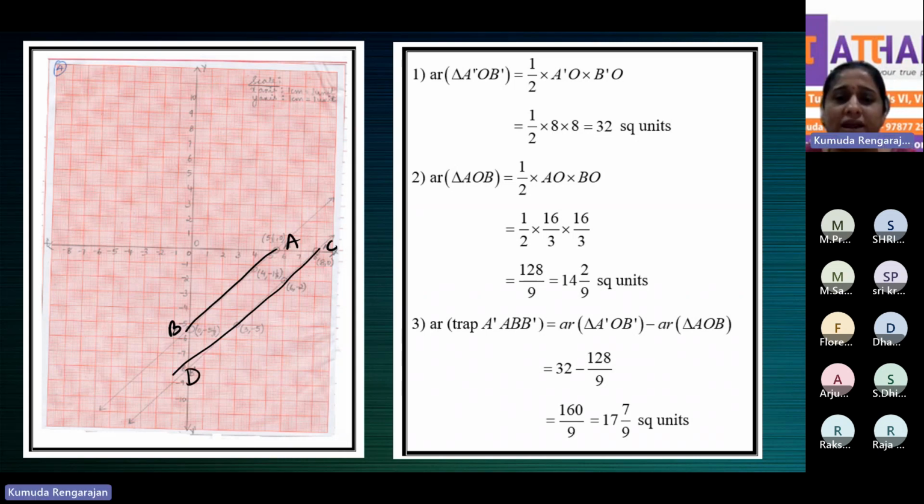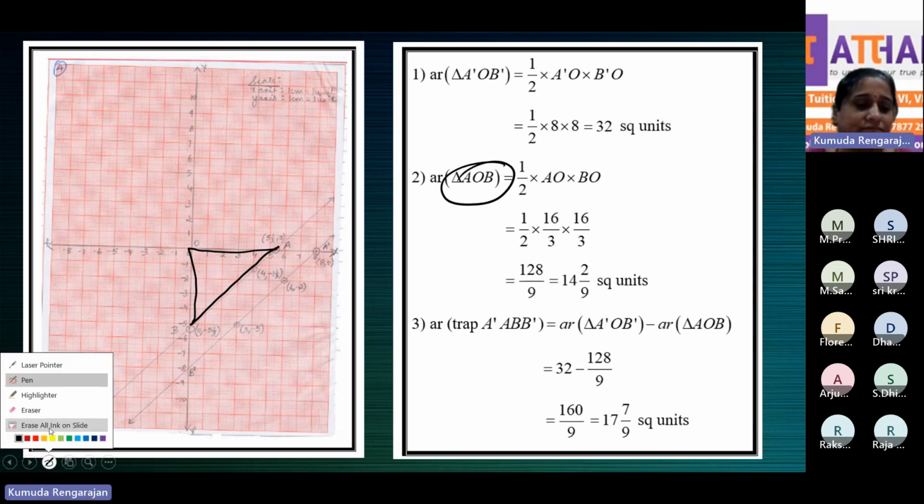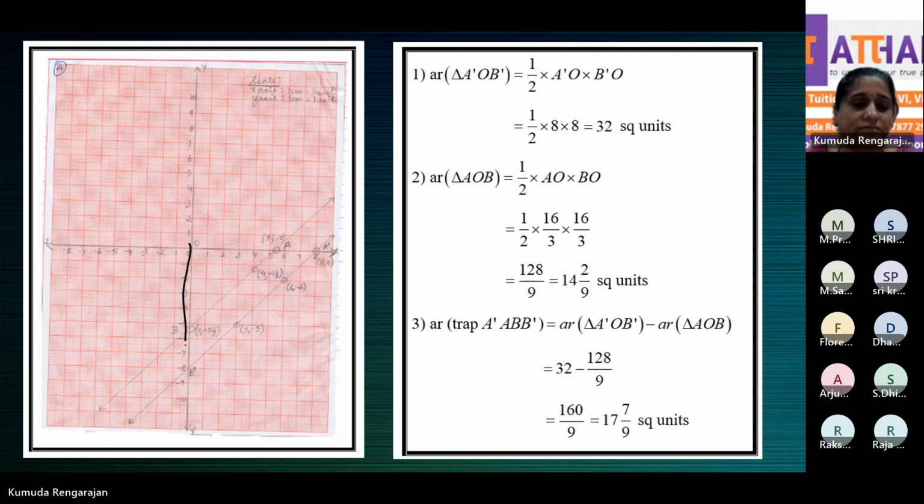So this is A dash, O, B dash, one triangle. See, this is the triangle. According to my marking, this is the triangle AOB. And this other triangle is A dash, O, B dash.